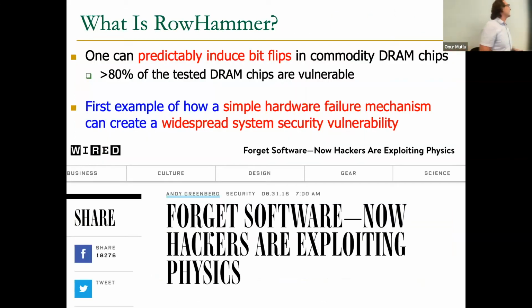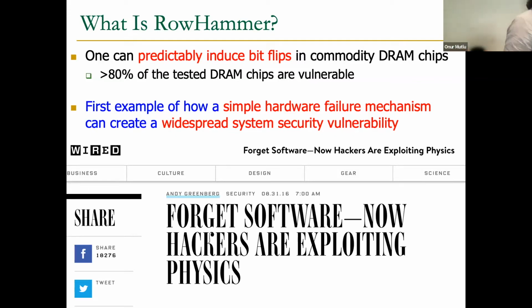Okay, so what is RowHammer? Why am I showing you all these pictures? Essentially, RowHammer is the fact that you can predictably induce bitflips in commodity DRAM chips. The first time we tested this problem, we saw that more than 80% of the tested chips were vulnerable. Today, it's 100%, but I'm going to give you the story of it also. Interestingly, this is, as far as we know, the first example of how a simple hardware failure mechanism can create a widespread system security vulnerability. If you know of something else, please let me know.